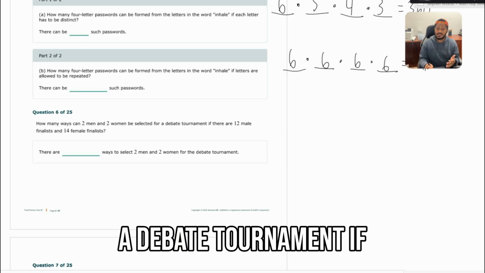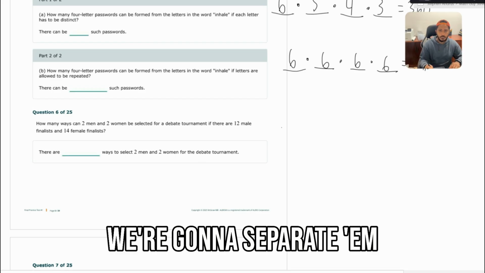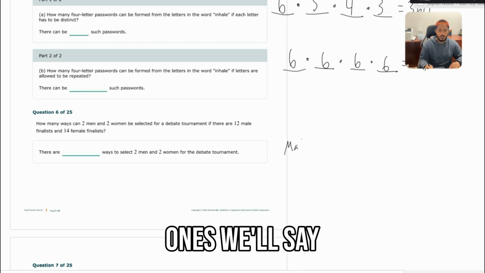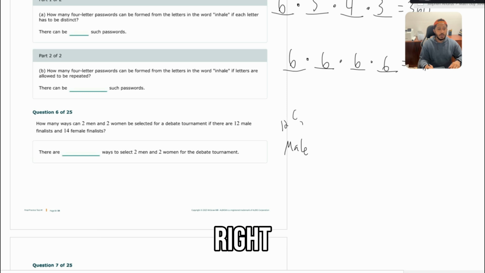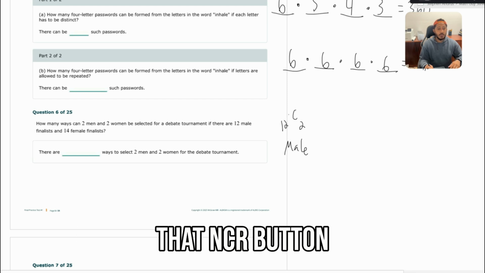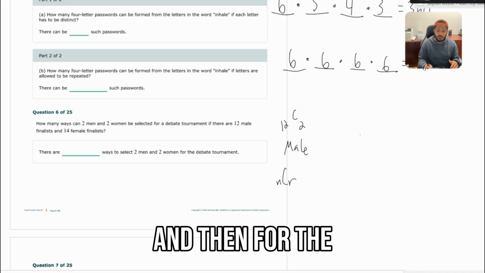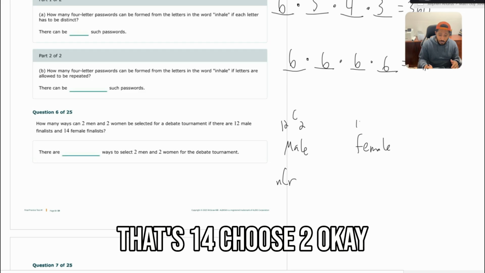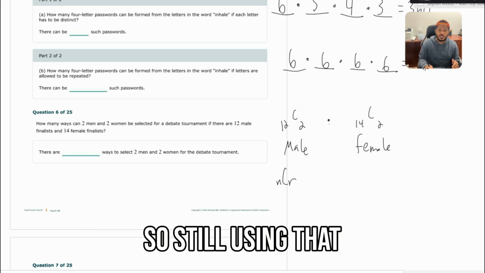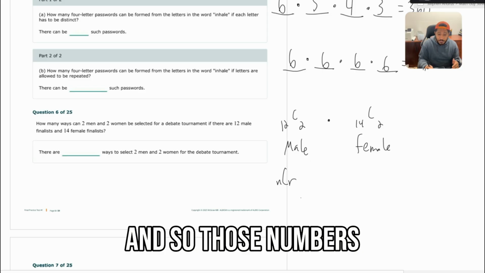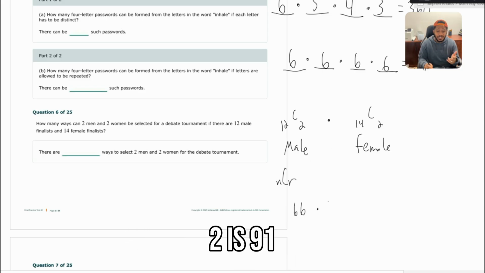All right, question 6 says, how many ways can 2 men and 2 women be selected for a debate tournament if there are 12 male finalists and 14 female finalists? For this one, we're going to separate them into male and female. For the males, there are 12 of them and we're choosing 2. So remember that choose button, the nCr button in our calculator. So 12 choose 2. And for the females, that's 14 choose 2. Then we multiply those two, still using our fundamental counting principle. Those numbers end up being 12 choose 2 is 66, and 14 choose 2 is 91.